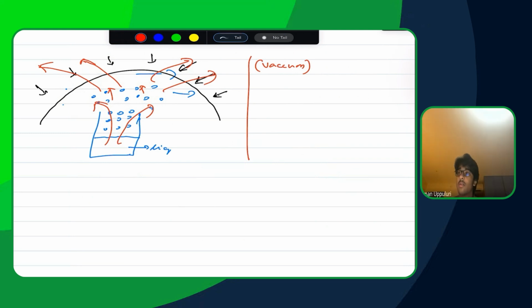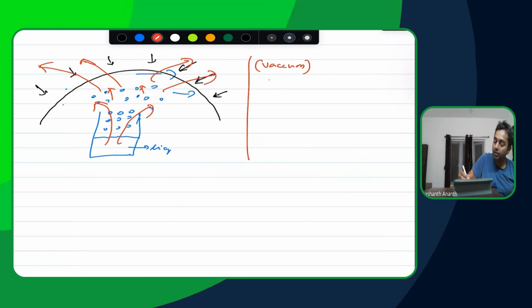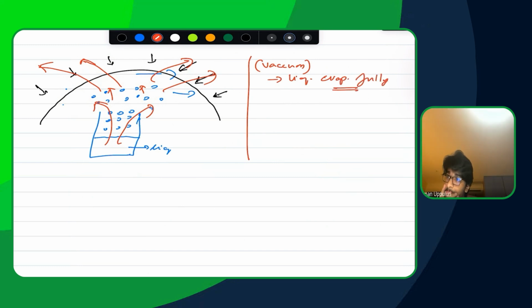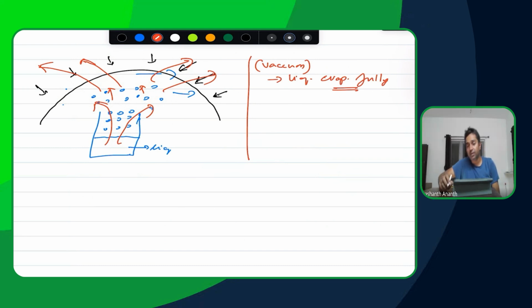So sir, if it is vacuum, what will happen there? The liquid evaporates off fully, because you're removing all the vapor. There will be no liquid. That's basically what happens in a vacuum.